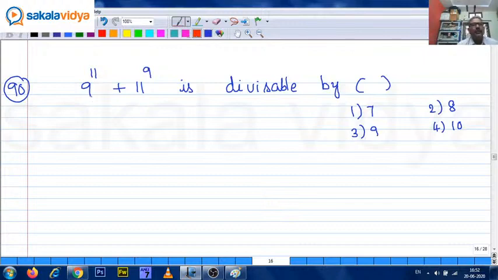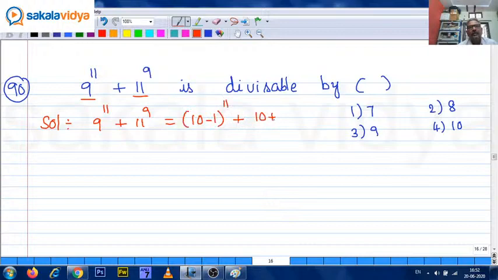Now, 9 to the power of 11: 9 can be written as 10 minus 1, am I correct? 11 to the power of 9: 11 can be written as 10 plus 1. See the solution. This 9 to the power of 11 plus 11 to the power of 9 can be written as (10 minus 1) raised to 11 plus (10 plus 1) raised to 9. Let us expand it using the binomial theorem.